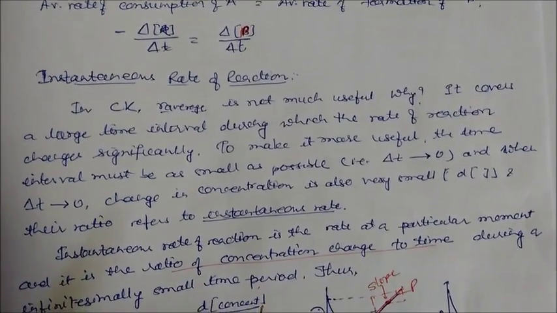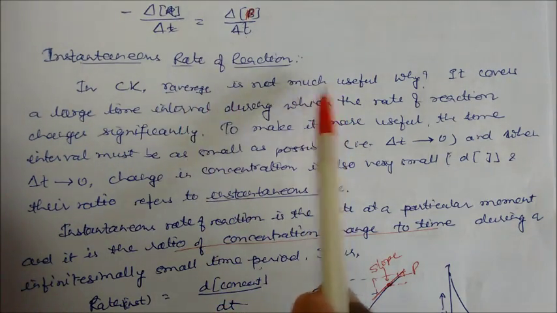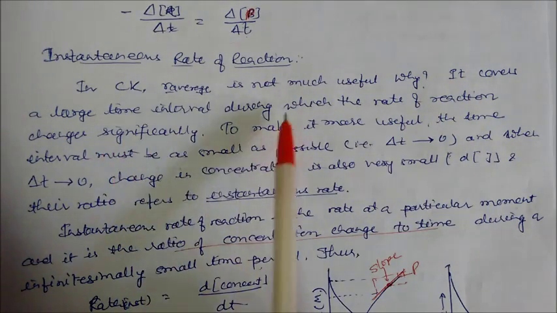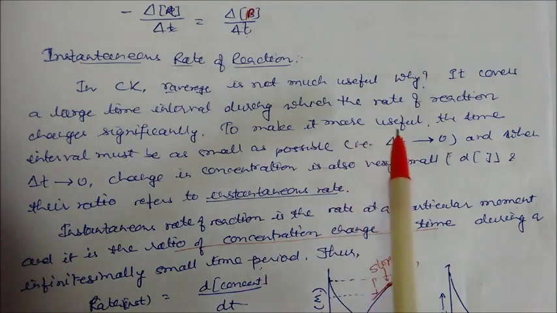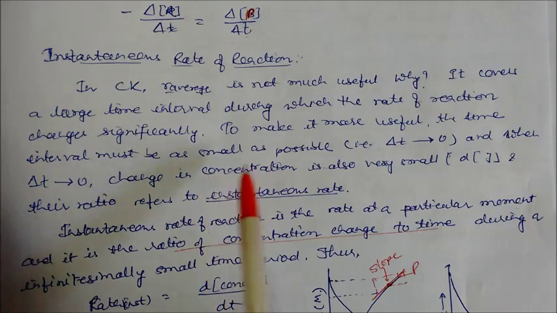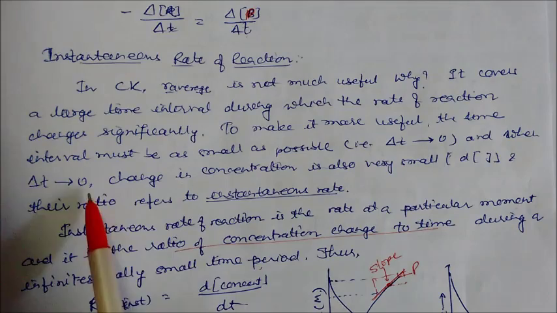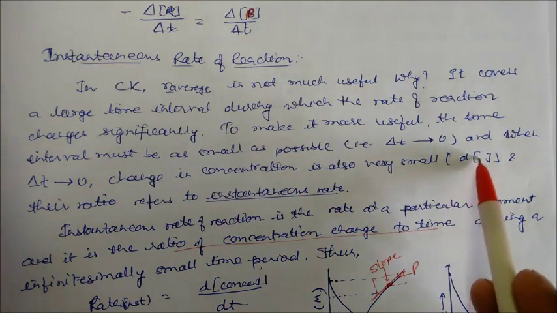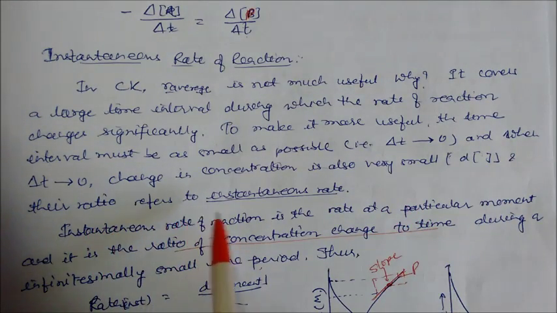Second, for the instantaneous rate of reactions. In chemical kinetics, the average rate is actually not much useful. Why is it not useful? Because it covers a long time interval, during which the rate of reaction changes significantly. To make it more useful, the time interval must be as small as possible. If you take the time interval very small, that is delta t tends to 0, then the change in concentration is also very small, and it becomes the derivative of the concentration.